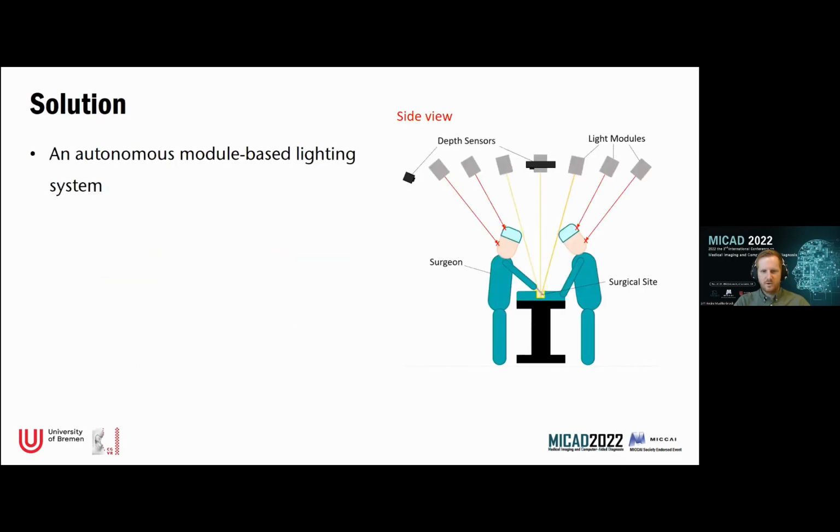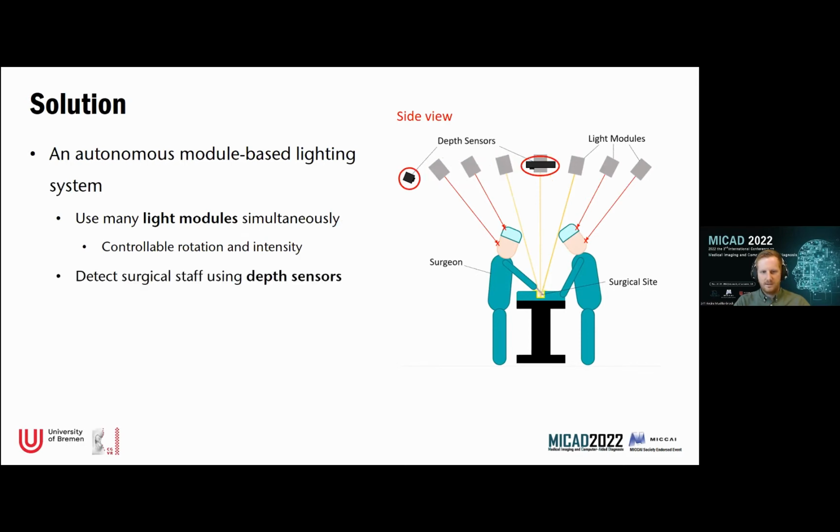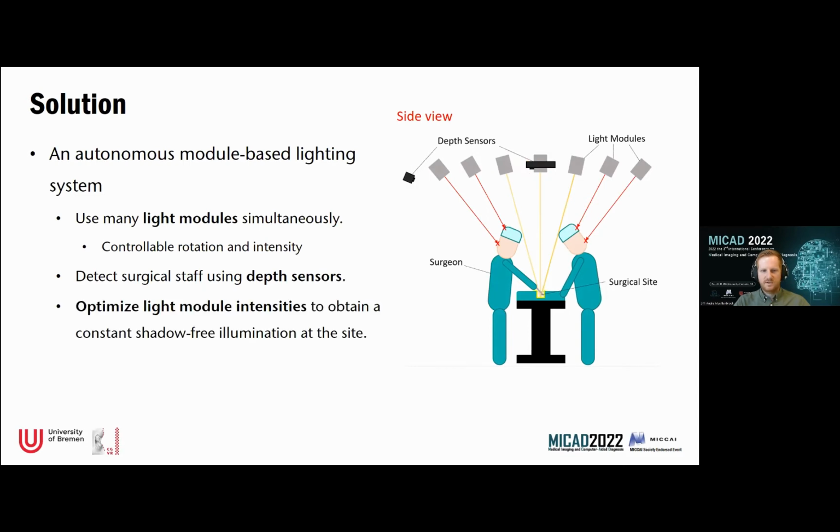The solution in the Smart OT project, in which we are working with further project partners, is an autonomous module-based lighting system. This lighting system uses many light modules simultaneously, which are controllable in rotation and intensity. And there are depth sensors, which are capable of perceiving the geometry of the surgical staff, so that we can determine whether the light from a light module would be blocked on its way to the surgical site. Using this information, we optimize the light module intensities to obtain a constant shadow-free illumination at the surgical site.